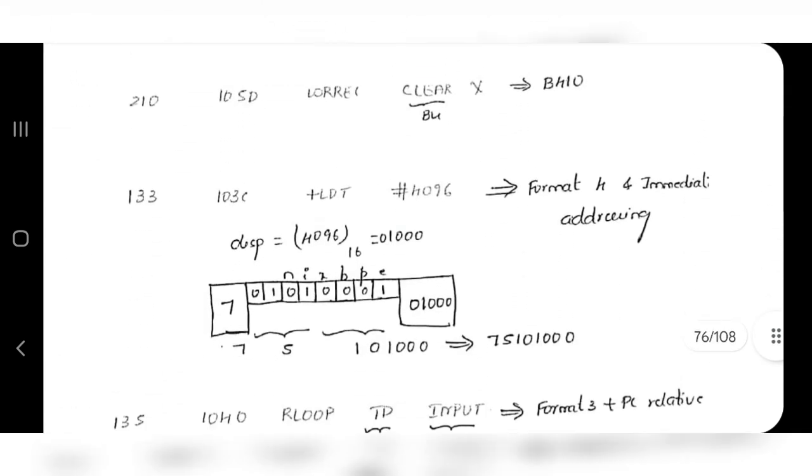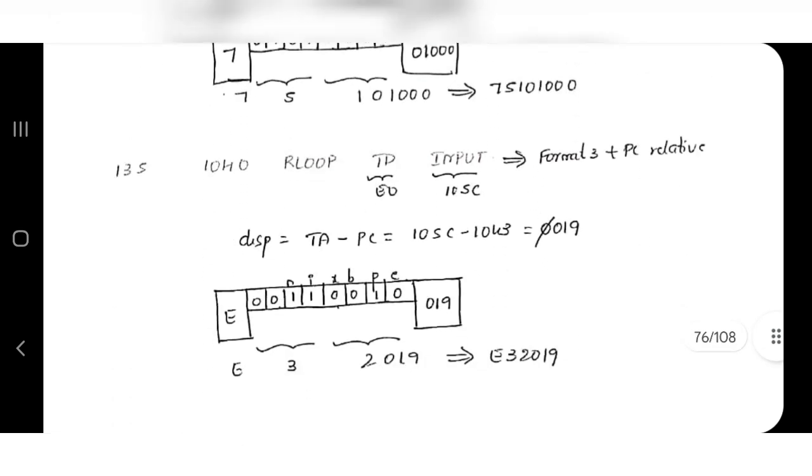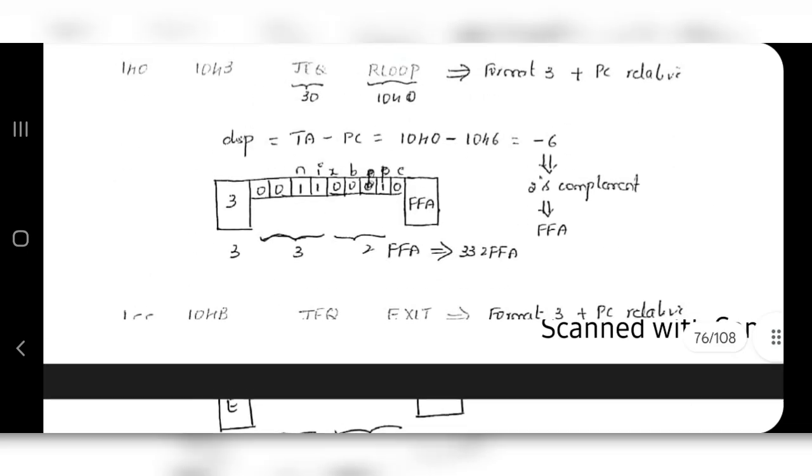And yeah, here also all the things are the same only. Here 4096 is taken as 1000, so 1000 is written here. Rest all things are the same. LDT 7 and 01, and here also the same thing.